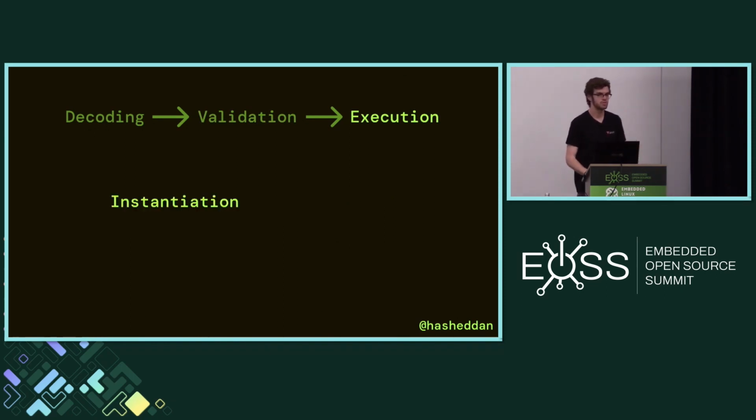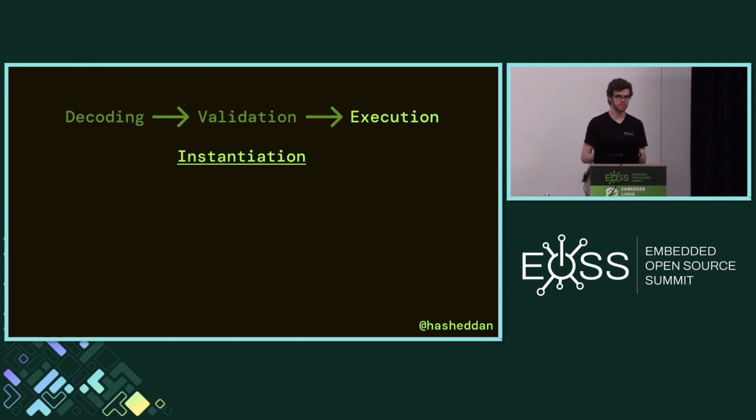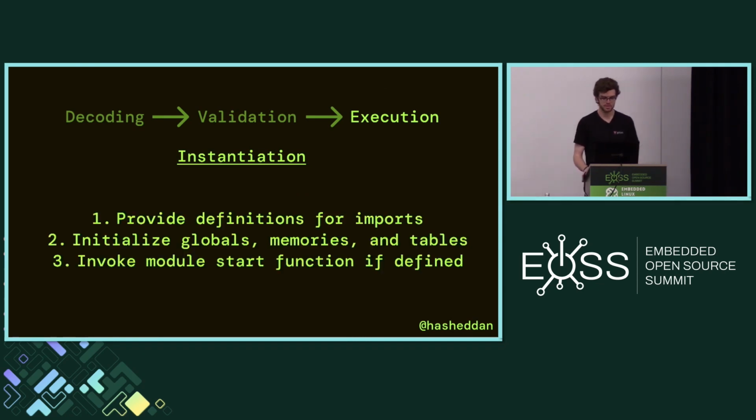So there's two steps to execution. You start off with instantiation and then invocation. Instantiation is exactly what it sounds like. You need to provide definitions for imports, so things that the WebAssembly module is going to access that are provided by the embedder or the host environment. You need to initialize globals and memories and things like that. And then if the WebAssembly module has a start function, just like any executable, that is typically run during instantiation.